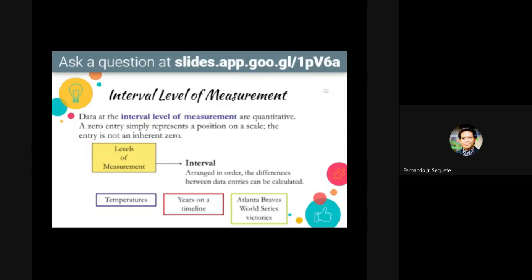Okay, next example, arrange in order. Please take note that is arranged in order. The differences between data entries can be calculated. Ibig sabihin, since you can calculate the differences between data, meron silang relationship. Like for example, temperature between 18 to 15, for example. So, ang 18 to 15, therefore, meron silang difference of 3 degrees Celsius. Meron siyang logical order because that is still the same: 1 degree Celsius, 2 degrees Celsius, 3 degrees. And if you are to create an interval, meron relationship ang 1 degree Celsius to 10 degrees Celsius.